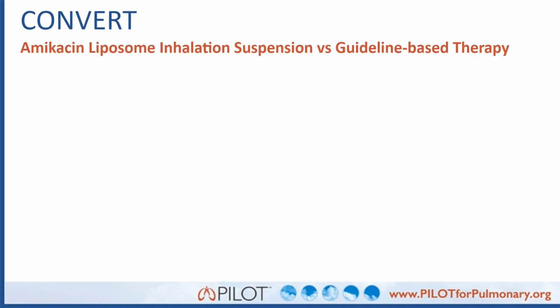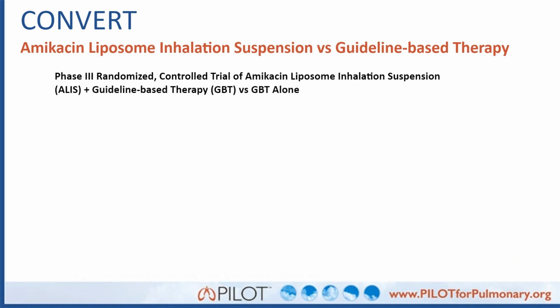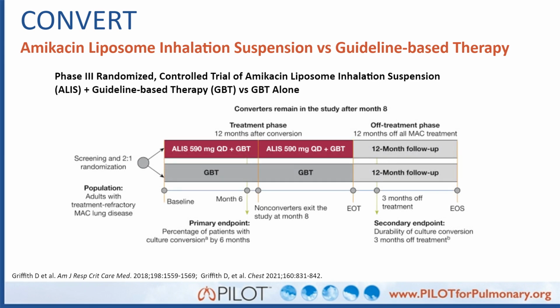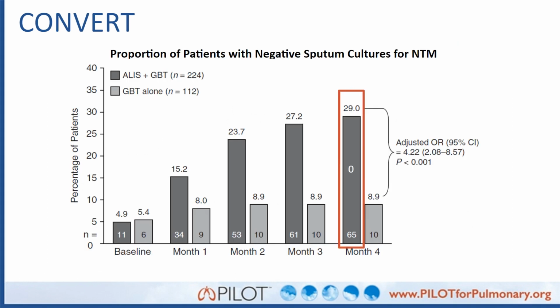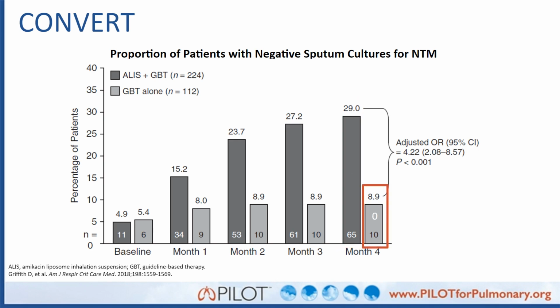And this was a study that highlighted the use of ALIS, or amikacin liposomal inhalational suspension. This was the CONVERT study, which looked at patients who were refractory to MAC, meaning that they were culture positive after 6 months of guideline-based therapy. They were randomized to a group to either continue guideline-based therapy or to another group where they continued guideline-based therapy and had ALIS added on to the guideline-based regimen, and they were monitored on treatment and then off treatment for months after that. And what the study found was that by month 4, in the ALIS plus guideline-based therapy arm, about 30% of patients converted their cultures to negative, compared to the guideline-based therapy alone arm, which had close to about 9% of patients that were culture negative by month 4.